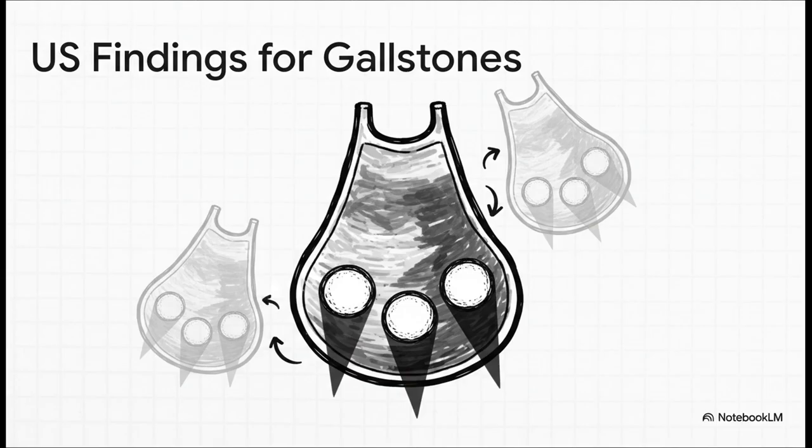So what are the telltale signs on an ultrasound? Well, you're looking for these little round, bright white spots. The technical term is echogenic foci. But the most important thing, the absolute gold standard, is something called posterior acoustic shadowing. It's this clean, black shadow that trails behind the bright spot. That shadow is proof positive that you're looking at a hard object blocking the sound waves. And if you see the little stones moving around when the patient shifts, well, that pretty much seals the deal.